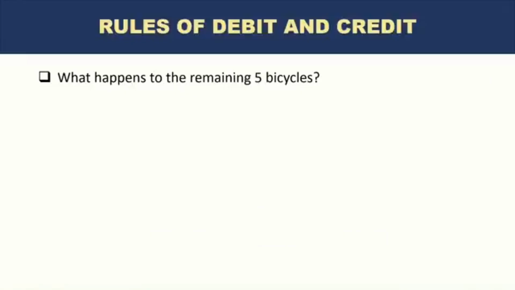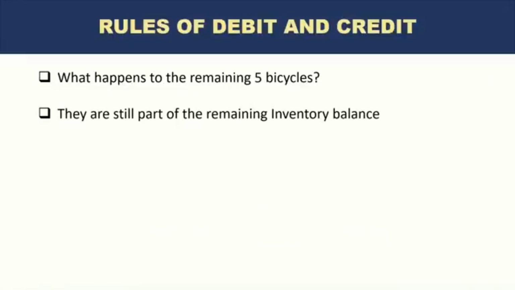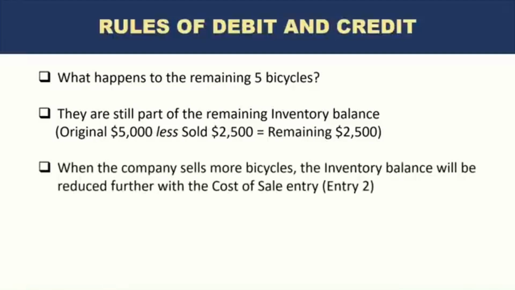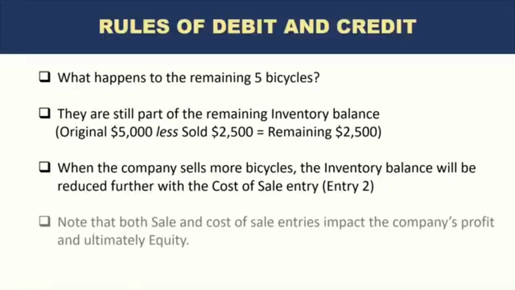Now what happens to the remaining 5 bicycles? They are still part of the remaining inventory balance. So the original $5,000 was the original cost of inventory of 10 bicycles. We sold 2500. The remaining $2,500 will still be in the inventory account in the books of the company. When the company sells more bicycles, the inventory balance will be reduced further with the cost of sale entry, entry number 2 that we just looked at.